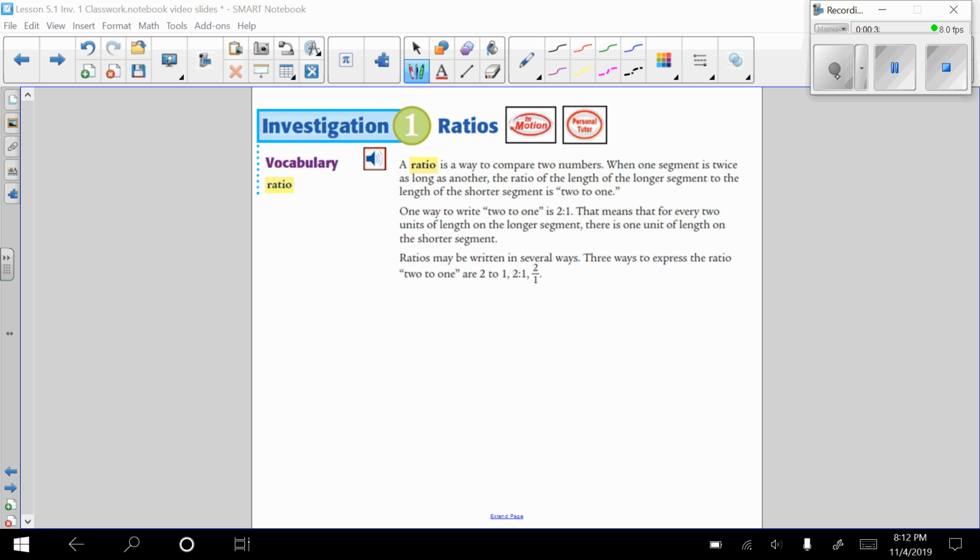Here are the 3 ways that you can write them. You could write them as 2 to 1, as words, with the word "to" between the numbers, 2:1, or 2 over 1. All of those mean the same thing when talking about ratios. A ratio is a relationship between two different things.